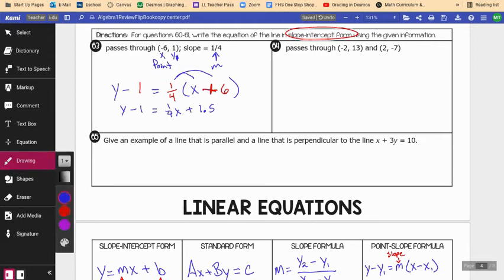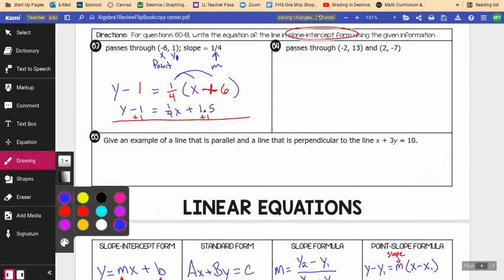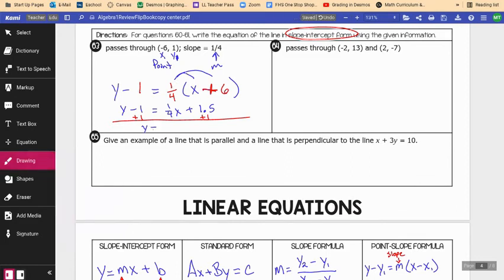And then from here, I have to solve for y. So I have to add 1 to both sides. And so I get a final answer of y is equal to 1/4 x plus 2.5. So this is my slope intercept form.